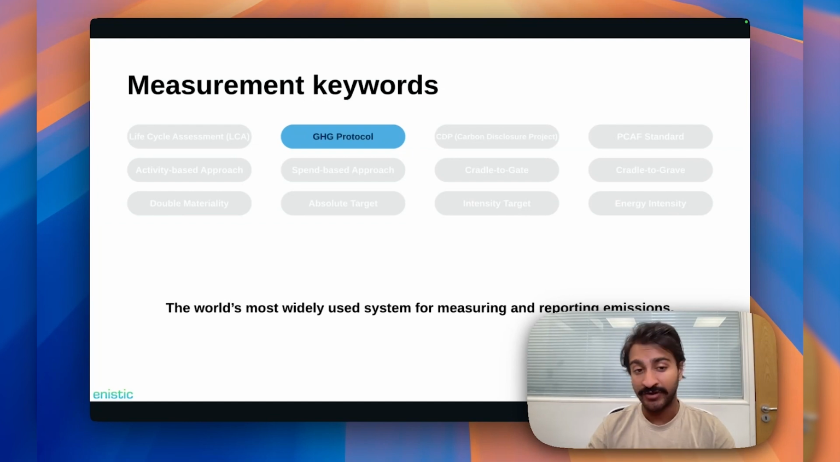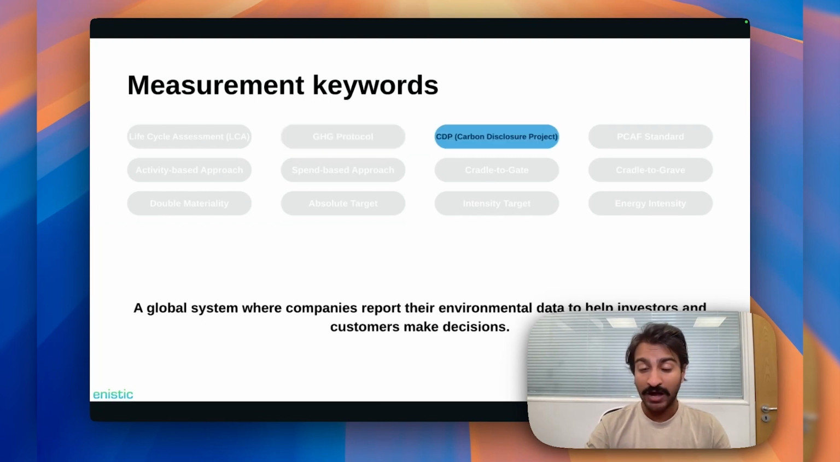The GHG, or Greenhouse Gas Protocol, is the world's most widely used system for measuring and reporting emissions. This standard dictates how we classify and calculate different emissions so that we can compare across companies in an industry and compare over time. The Carbon Disclosure Project, or CDP, is a global system where companies report their environmental data to help investors and customers make decisions.